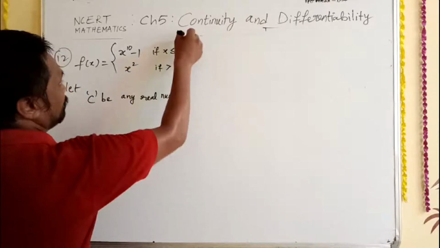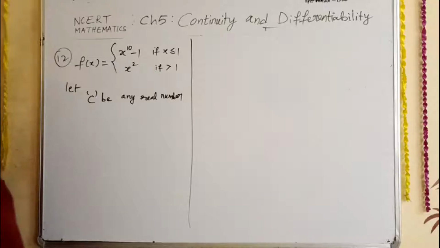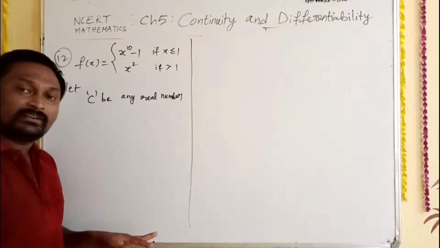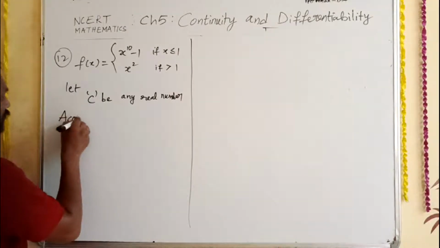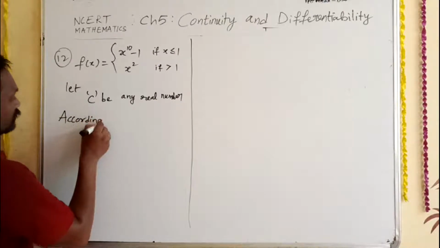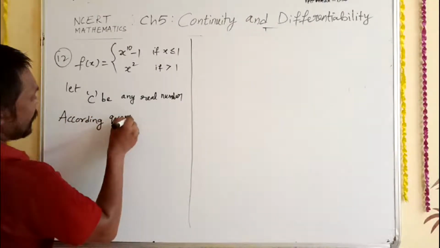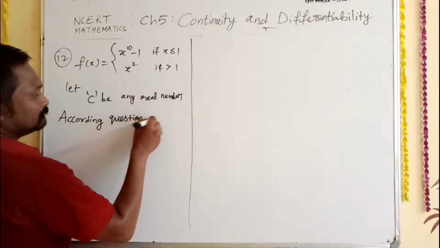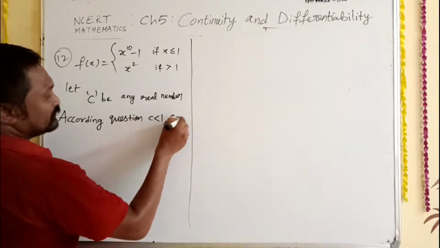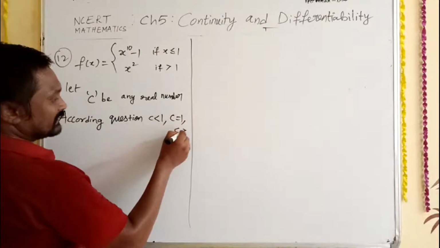This is our first one. Let C be any real number. Then according to the question, what are the conditions possible? C is less than 1, C is equal to 1, C is greater than 1.